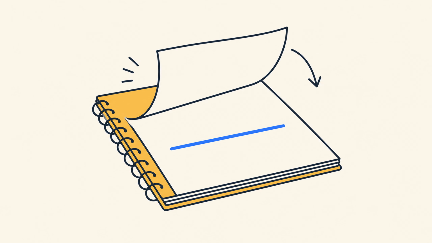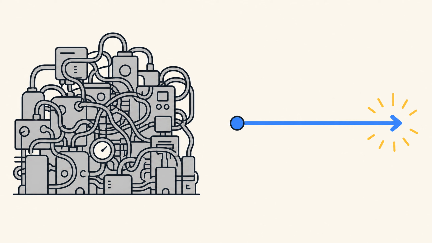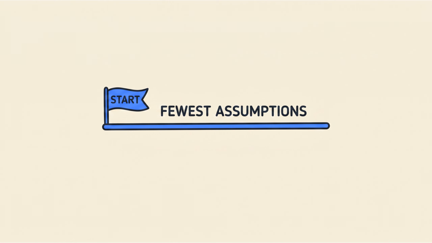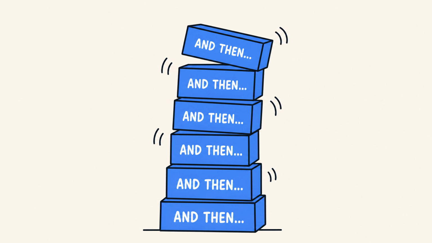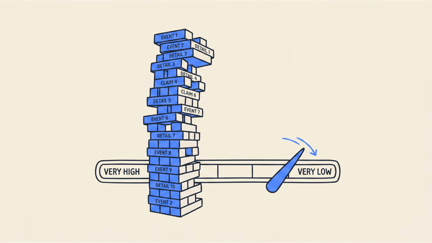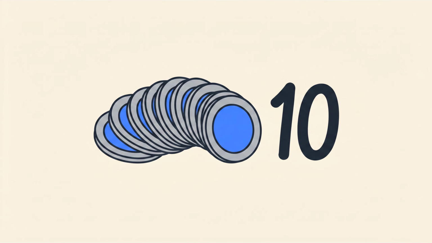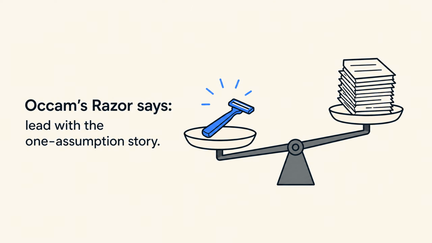Here's the idea. When you've got several possible explanations for something, the one that needs the fewest assumptions is usually the best place to start. Not always right, we'll get to that, but usually the smartest first guess. Every "and then this, and also that" you have to assume makes the story less likely. So when your coworker goes quiet, "they're busy or forgot" needs one assumption. "They're secretly building a case against me" needs about 10. Occam's razor says, lead with a one-assumption story.